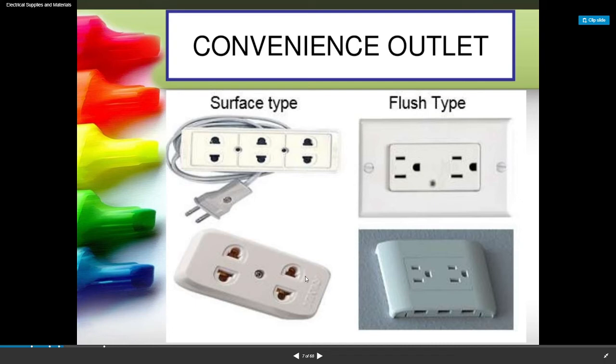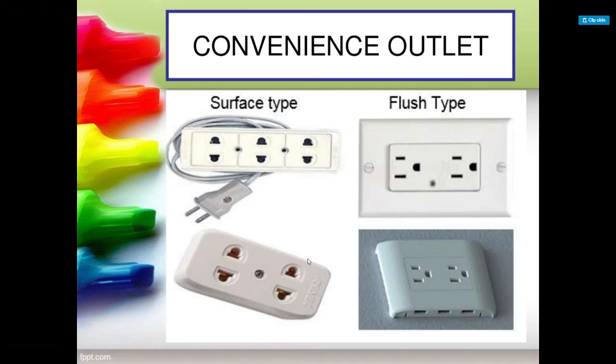You can ask the supply, Ace Hardware. You can buy it from Ace Hardware, just the duplex convenience outlet, surface type. You should buy the surface type because that is for your extension cord.